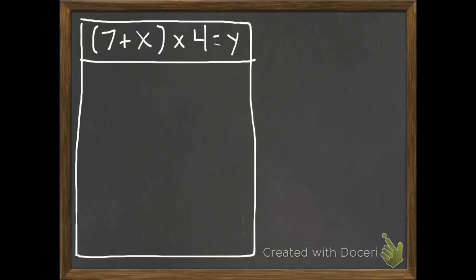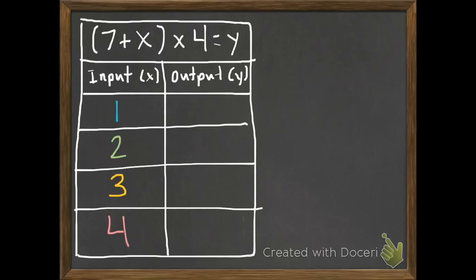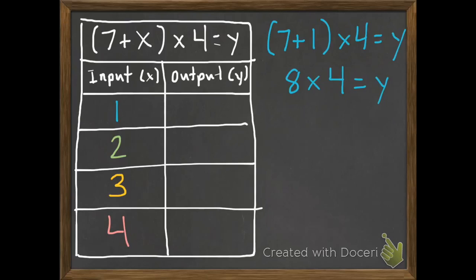Copy this one down with me. So write this in your notebook. 7 plus x times 4 equals y. We have our input of x and our output of y. And we're just going to use 1, 2, 3, and 4 as our input to keep it simple. So we put in 1 for x. We do the parentheses first. So 7 plus 1 is 8 times 4. 8 times 4 is 32. So we put in our 32.